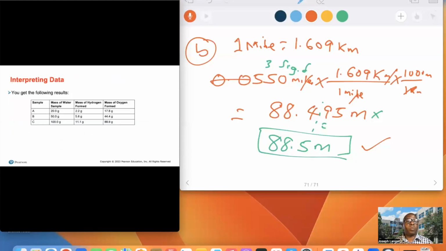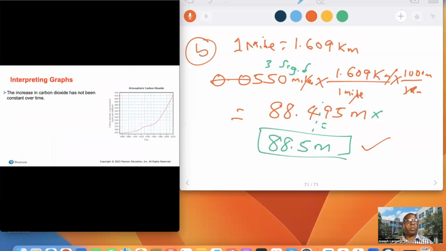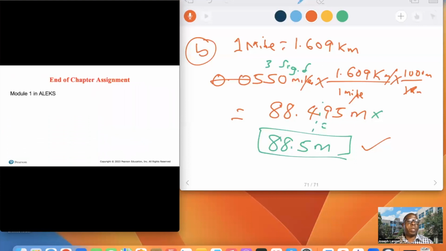Other than that, I just want to finish chapter 1 by saying, please do the homework assignment in Alex. It's just more information on interpreting data, which you can read on your own. Try to complete the chapter 1 Alex assignment posted in module 1. Chapter 2 will be posted shortly. Other than that, thank you.